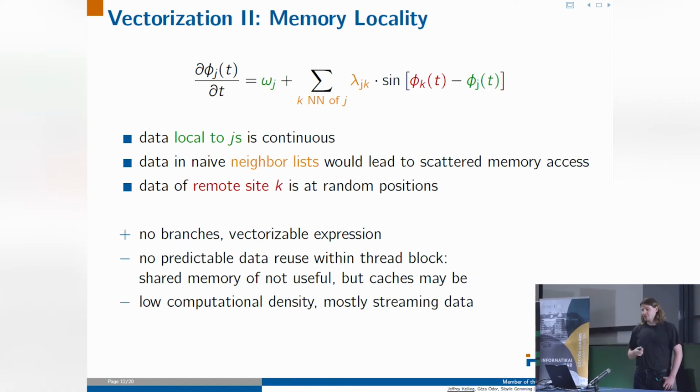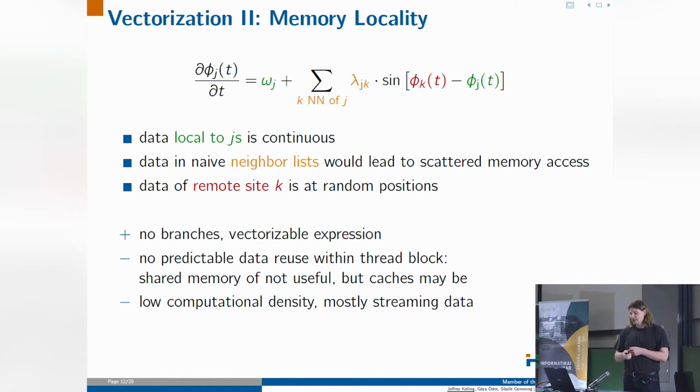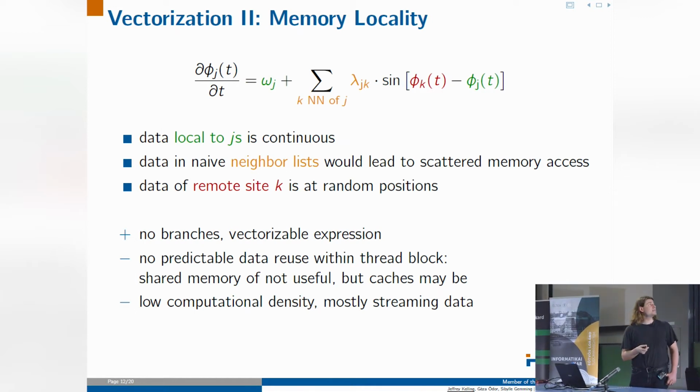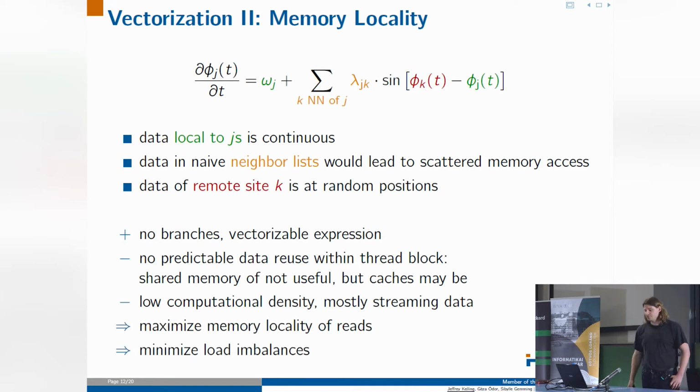Downsides are no predictable data reuse, so we can't even use shared memory effectively. But if we have kind of random data reuse, caches can help. Modern GPUs do have lots of caches. As I mentioned, they are pretty forgiving in this regard. And the main downside is there's a low computational density, because we are just streaming the data. We need lots of data to do just a small amount of computation on it. Even though there's a transcendental function in here, it's not really enough compared to the amount of data we need to actually compute it.